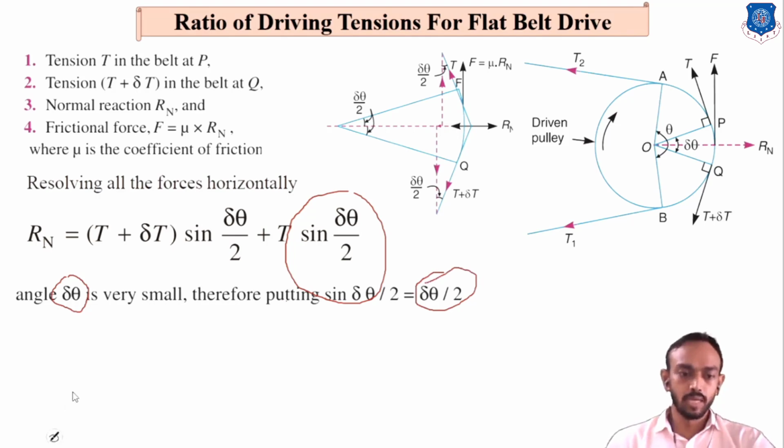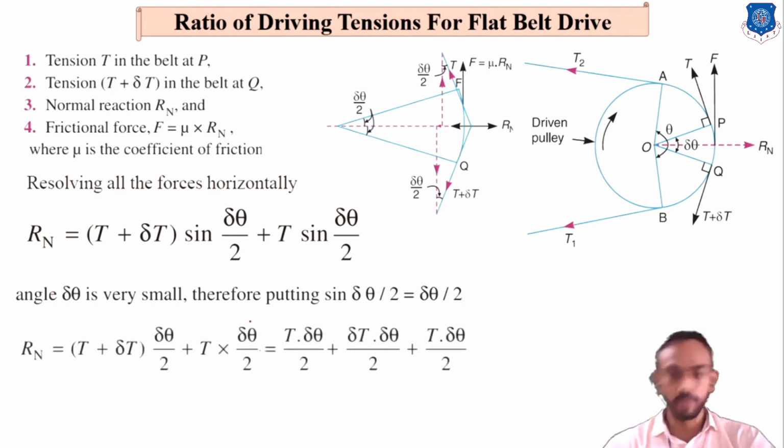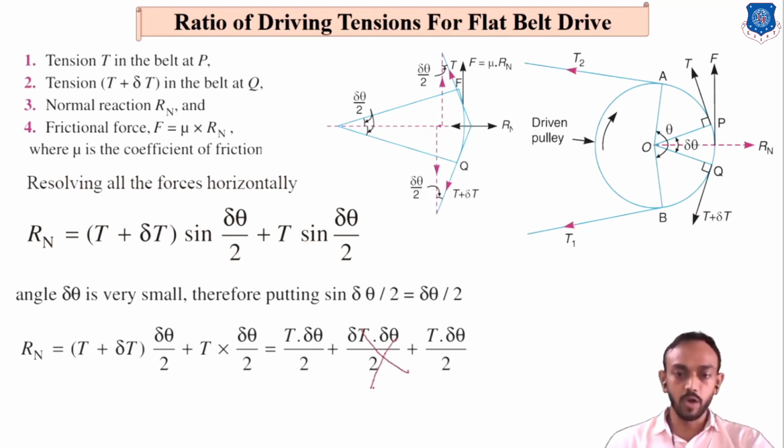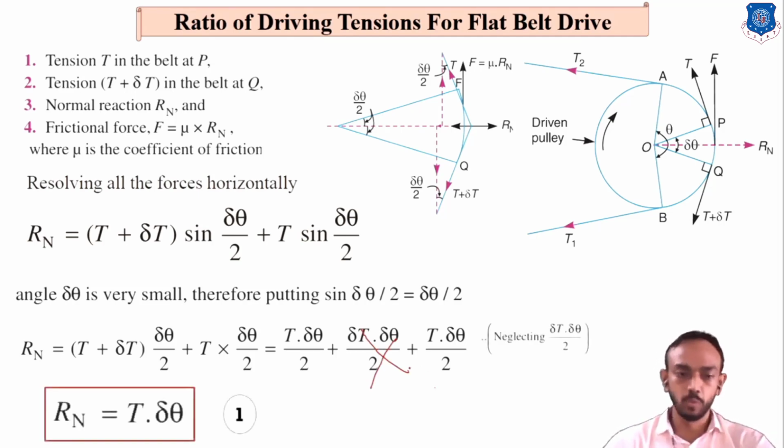Opening this bracket, the term dT into d theta by 2 is very small, because dT is already a very small element and d theta is also small. Multiplying two small quantities gives a very small value, so it can be ignored in our equation. Neglecting dT into d theta by 2, we get T into d theta by 2 plus T into d theta by 2, so Rn is equal to T d theta, which is equation number 1.